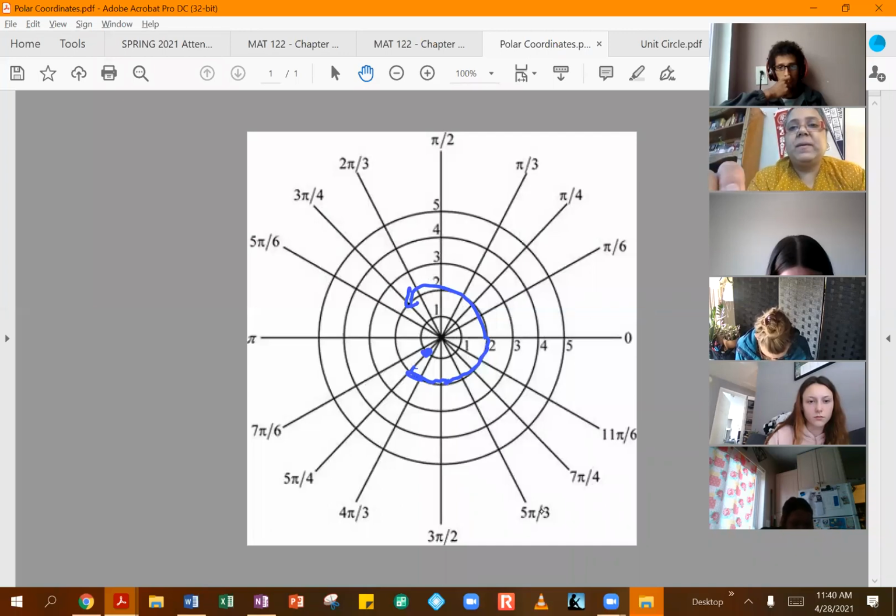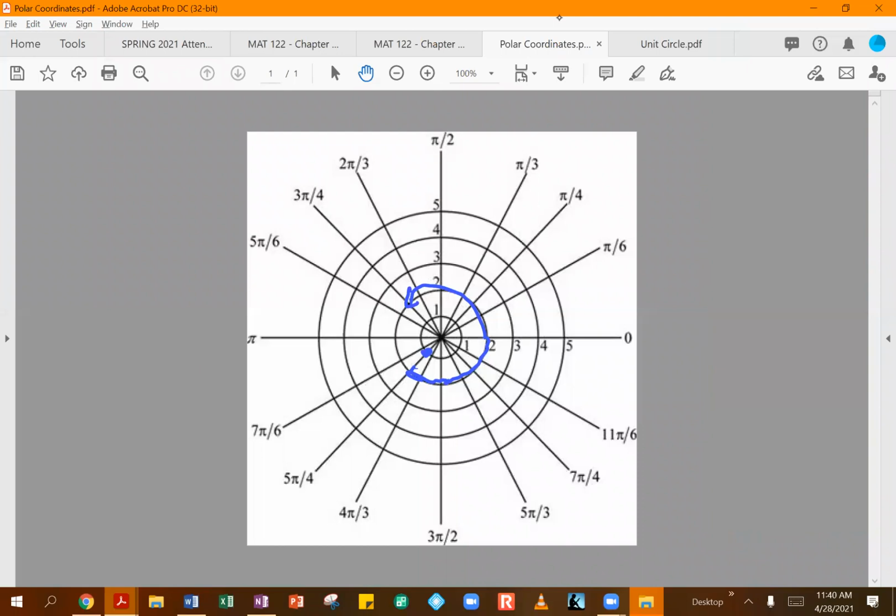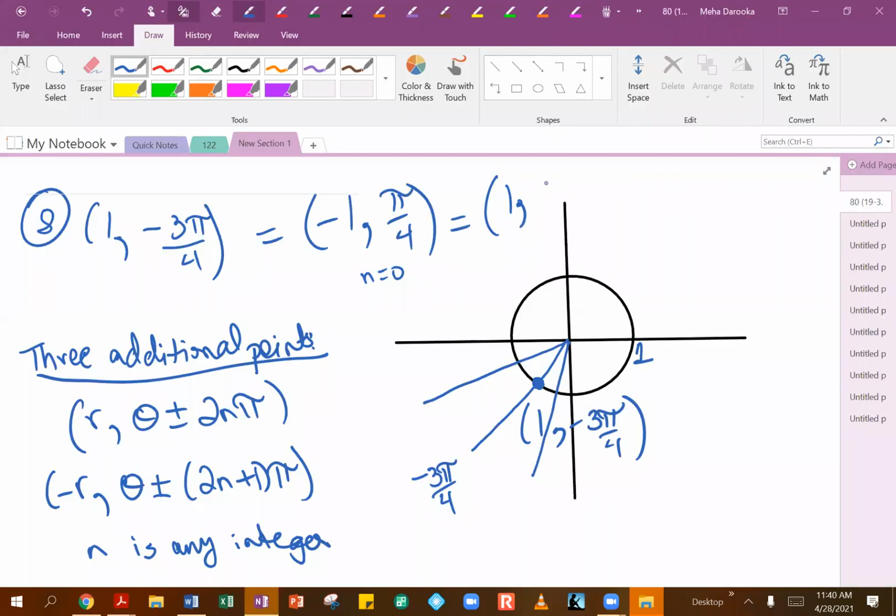So for this one, all you are doing is, on the negative side, this is 3 pi over 4. And if you add a whole complete circle to it, so we start from here, and if you want to go in the counterclockwise direction so that you can get a positive angle, it actually brings you to the positive side of the angle, which will give you 5 pi over 4. So that will be 1 comma 5 pi over 4.